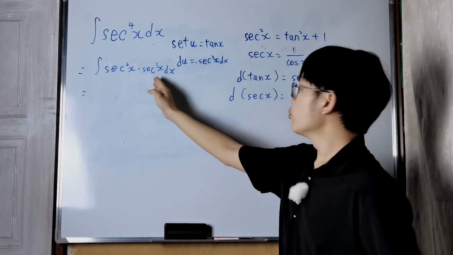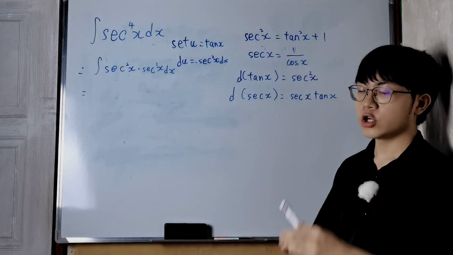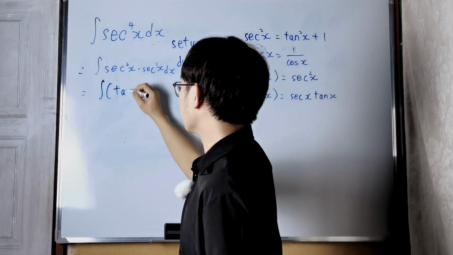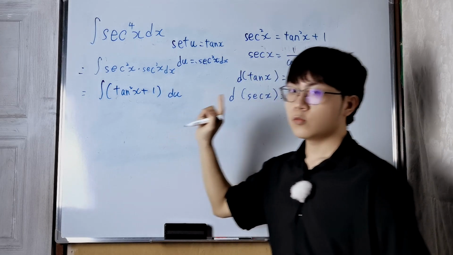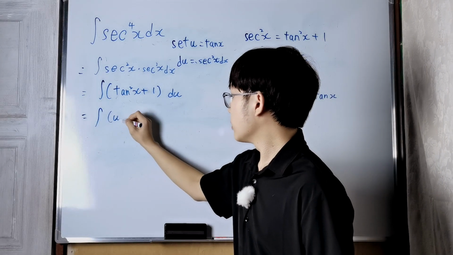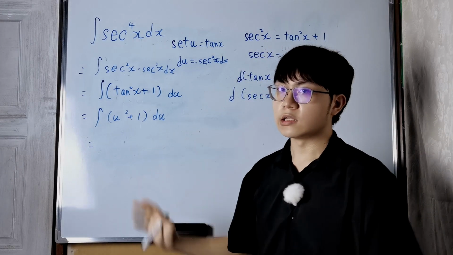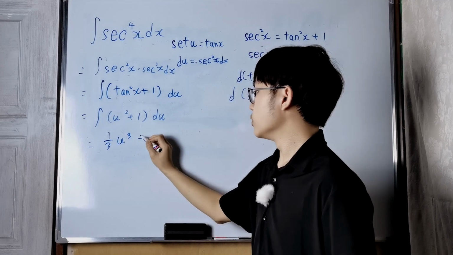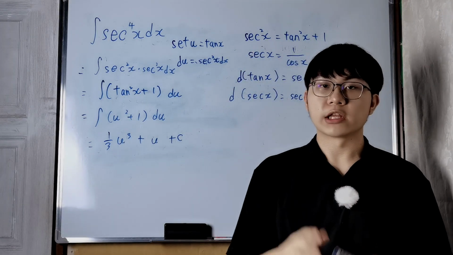The back part we can change to du, and the front part we need to use this formula to change to tangent squared and 1. Tangent x squared plus 1, and it is du. And we set u equal to tangent x, so this is actually u squared plus 1 du. And this can simply be integrated directly. You get 1 over 3 u cubed plus u plus c. And if you change the u back to tangent, you will get the final answer.